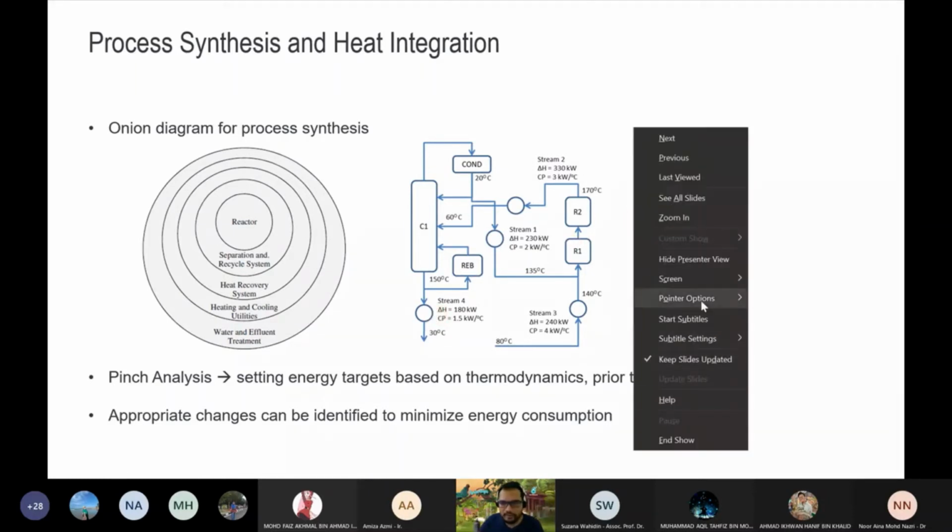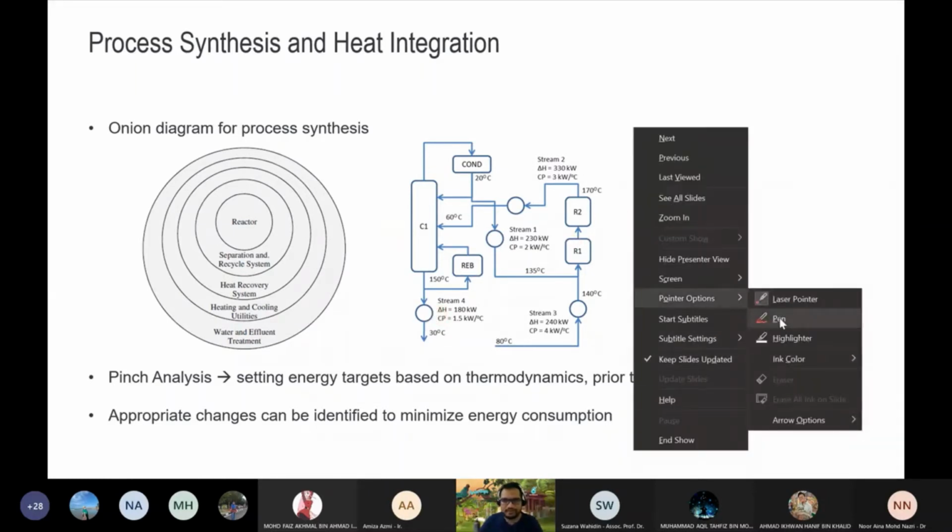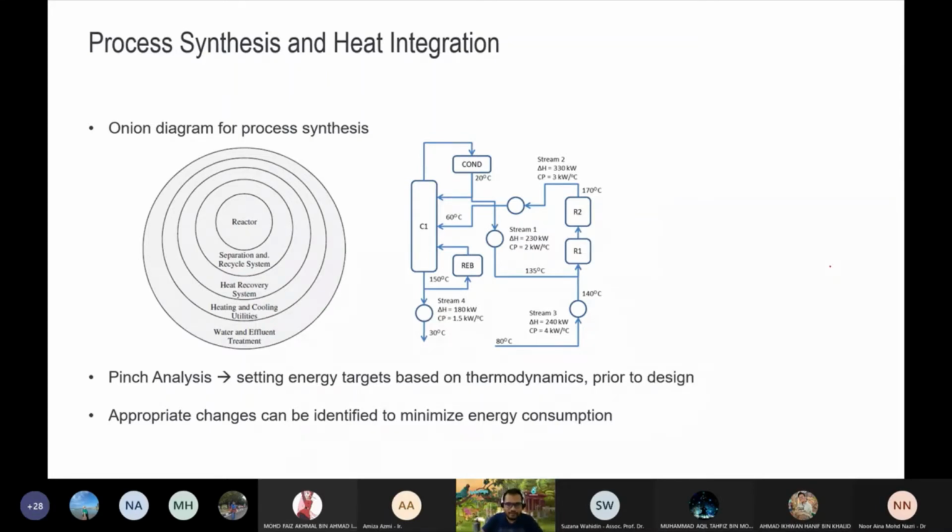I'll just use pen. I like using pen. Using this information, where's my pen? It doesn't work. No. So we know that this is the stream that needs to be heated. This is the other stream that needs to be heated as well. This is the stream that needs to be cooled down. This is the stream that needs to be cooled down.